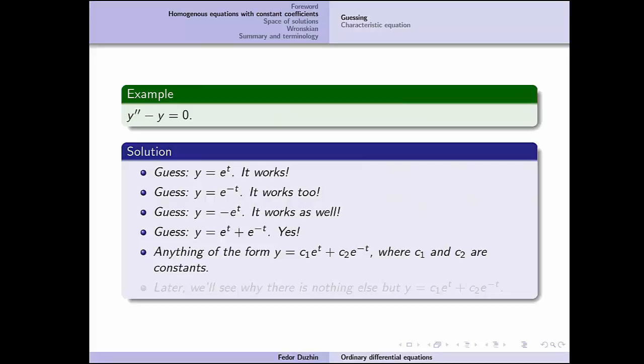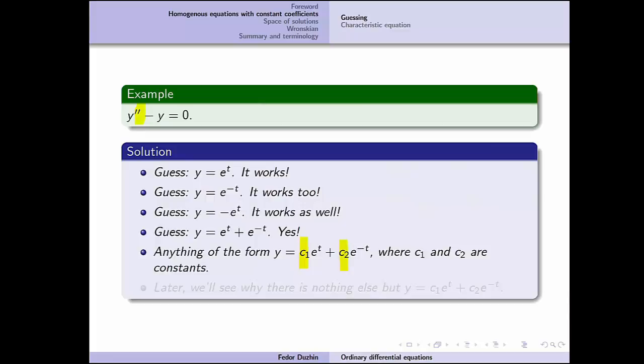And I think you can guess that anything that is a linear combination of e to the t and e to the minus t is still going to be a solution of this differential equation. The intuition here is that since there are two parameters here, and the differential equation is second order, then probably we have found all the solutions.